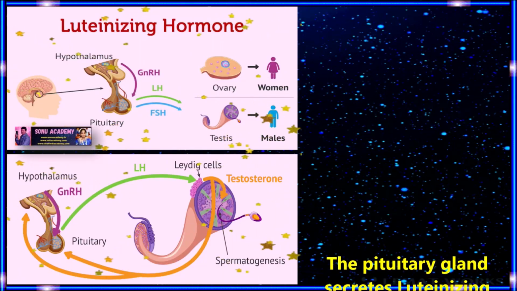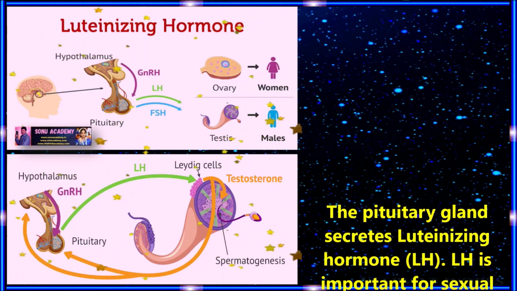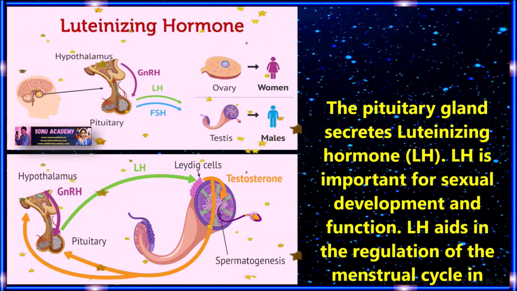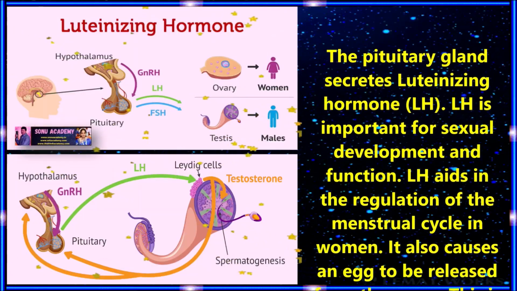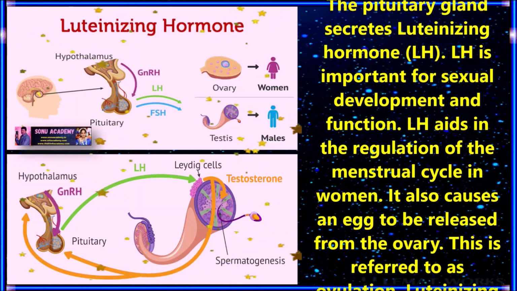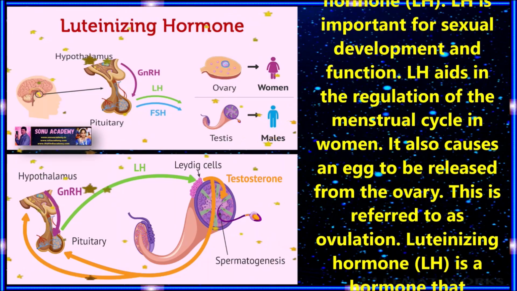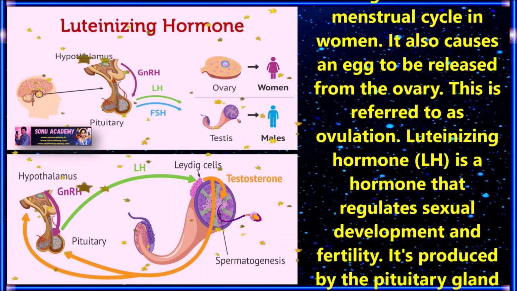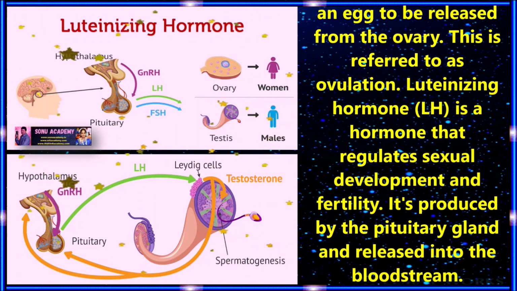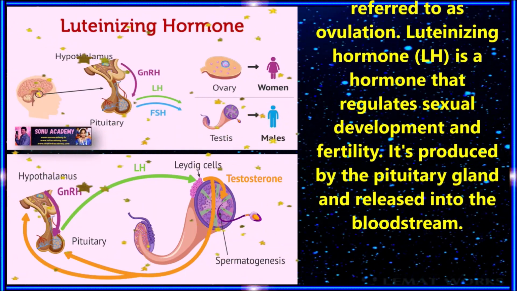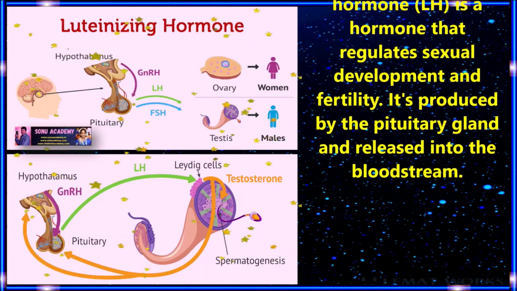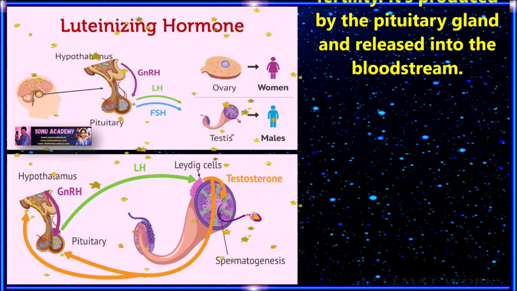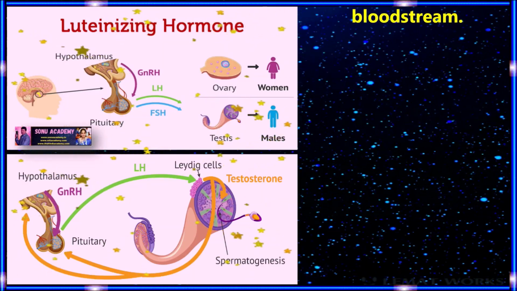Children, now let us discuss luteinizing hormone. Luteinizing hormone is released by the pituitary gland and it is important for sexual development and function. LH aids in the regulation of the menstruation cycle in women. It also causes an egg to be released from the ovary, which is referred to as ovulation. Luteinizing hormone, LH, regulates sexual development and fertility. It is produced by the pituitary gland, as we already discussed, and released into the bloodstream.